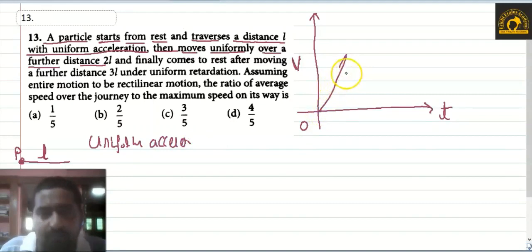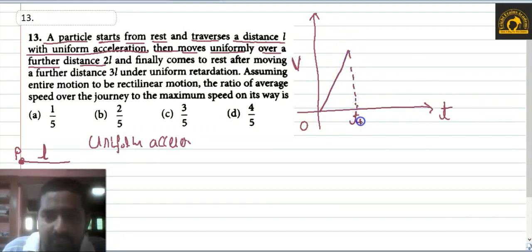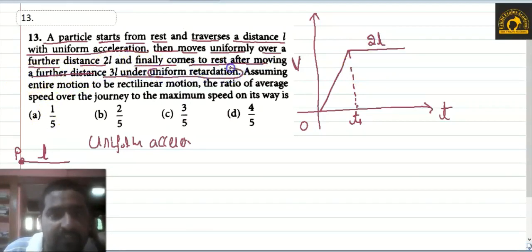Okay, this is the uniform acceleration, with time T1. And then it moves uniformly over the further distance 2L, whatever the initial velocity is, the same. And finally comes to rest after moving a further distance 3L under uniform retardation.